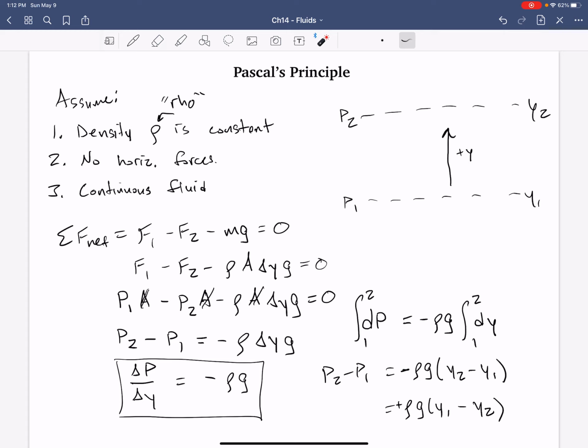Right? This also works for underneath, say, the ocean, right? Underneath water or inside a body of water. The same exact up and down, same exact sign conventions work the same way. Okay? So this is Pascal's principle, two ways to look at it, right? In an algebraic way a little bit, and then with calculus.